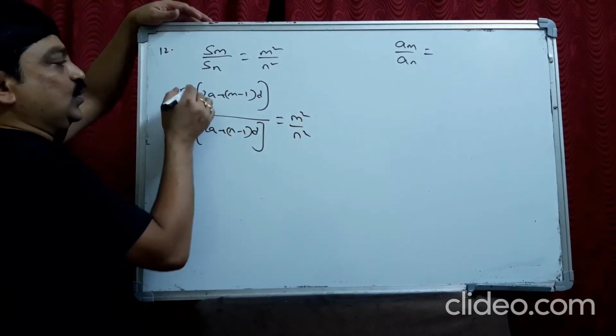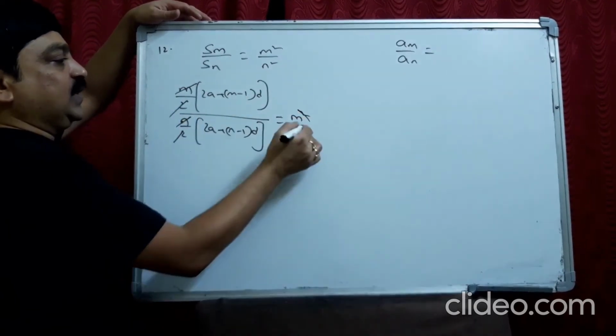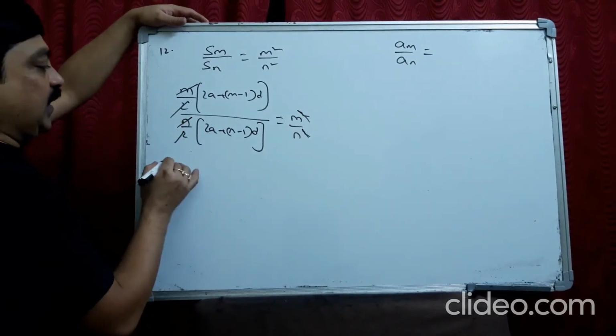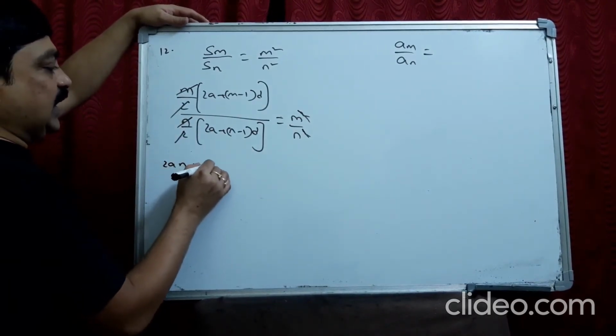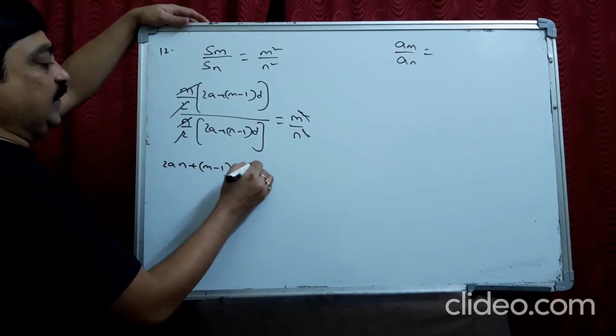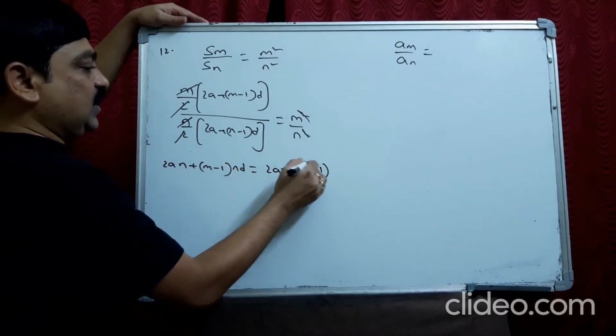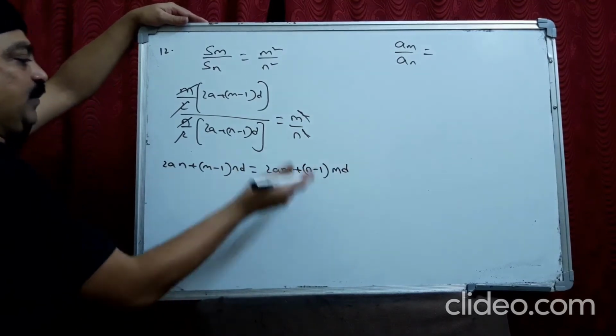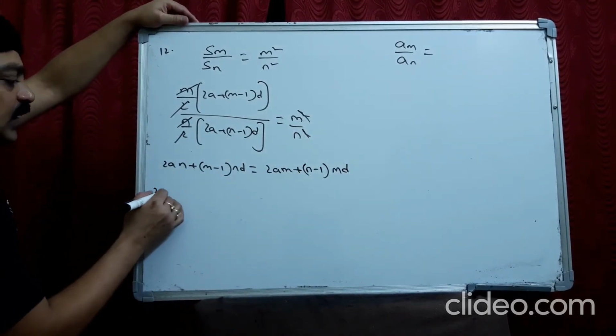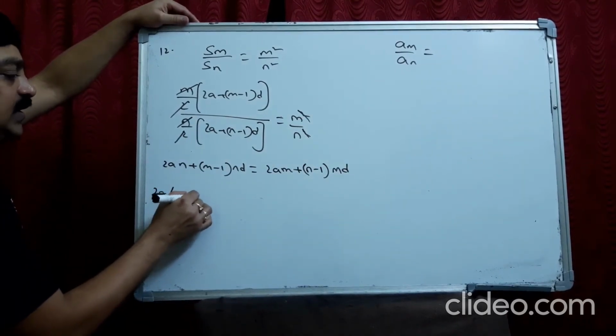You can cancel 2. 1m with this 1m, 1n with this n. Now cross multiply: 2a plus m minus 1 into d times n is equal to 2a plus n minus 1 into d times m. Bring all these terms here. 2a if I take common, n minus m.